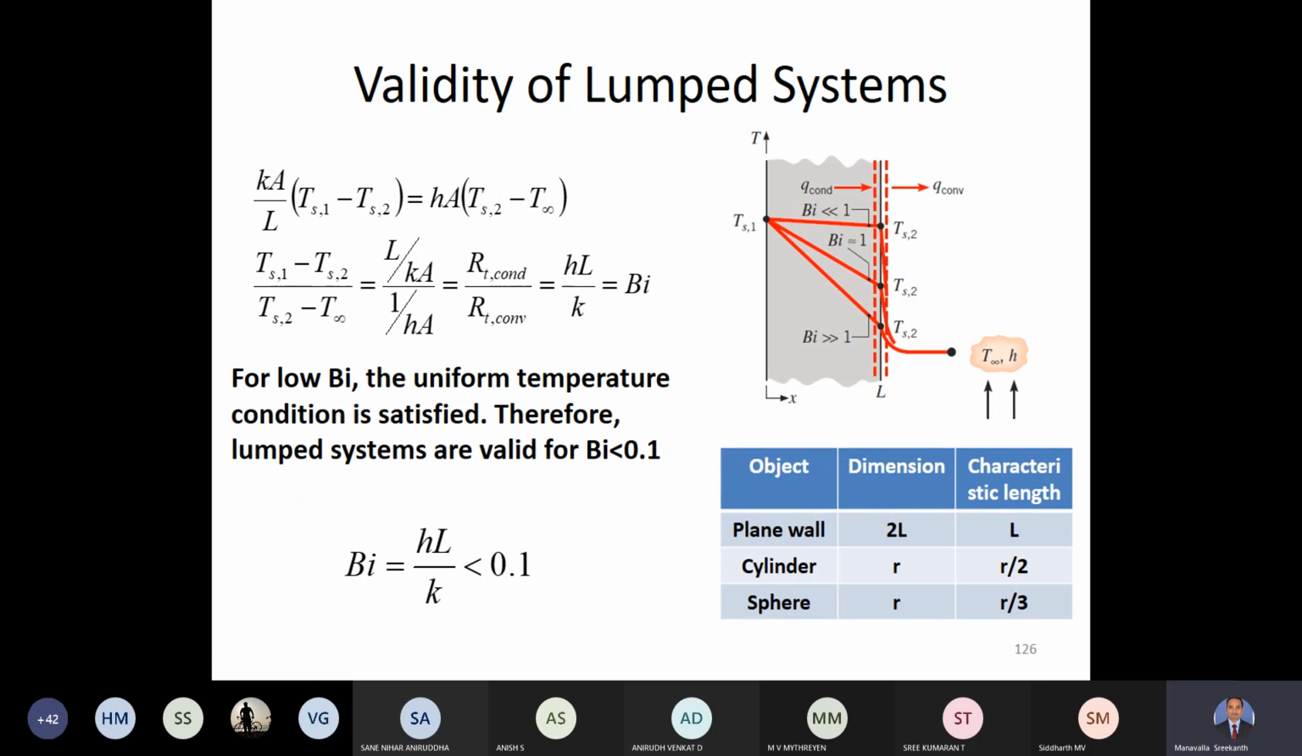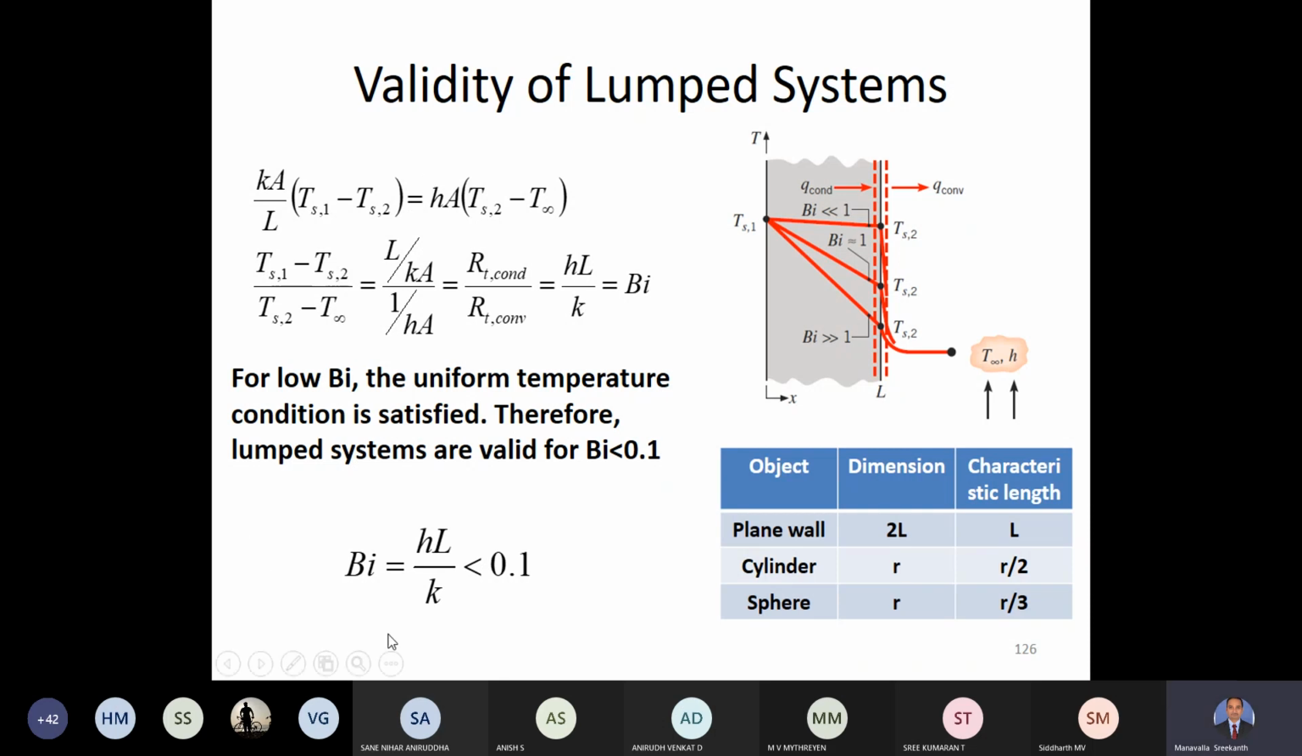As I said at the beginning of this class, whenever you start solving any transient problem, the first thing you should do is calculate the Biot number. If the Biot number turns out to be less than 0.1, then it becomes a lumped system and you have a simple analytical equation that you can very well solve. If the Biot number is greater than 0.1, then you are unlucky. The procedure is slightly more elaborate and more complicated. So remember, for any transient system, the first step is to calculate the Biot number to see whether it is a lumped system or not.